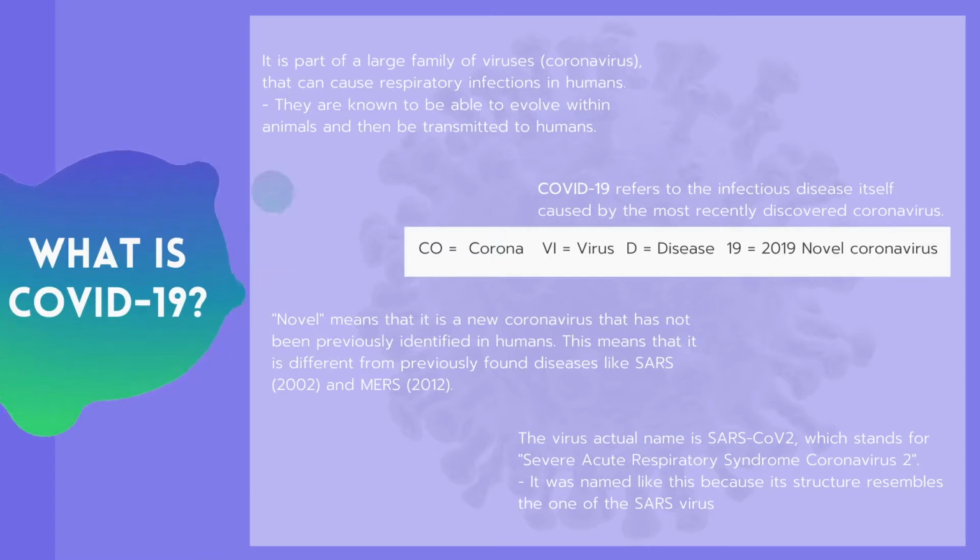CO stands for corona, vi for virus, D for disease, and 19 for the 2019 novel coronavirus. Novel means that it is a new coronavirus that has not been previously identified in humans. This means that it is different from previously found diseases like the SARS or the MERS. The virus' actual name is SARS-CoV-2, which stands for Severe Acute Respiratory Syndrome Coronavirus 2. It was named like this because its structure resembles the one of the SARS virus.